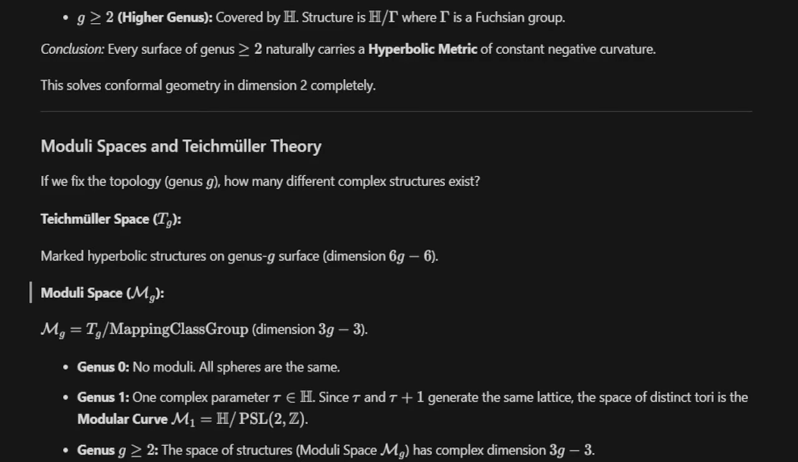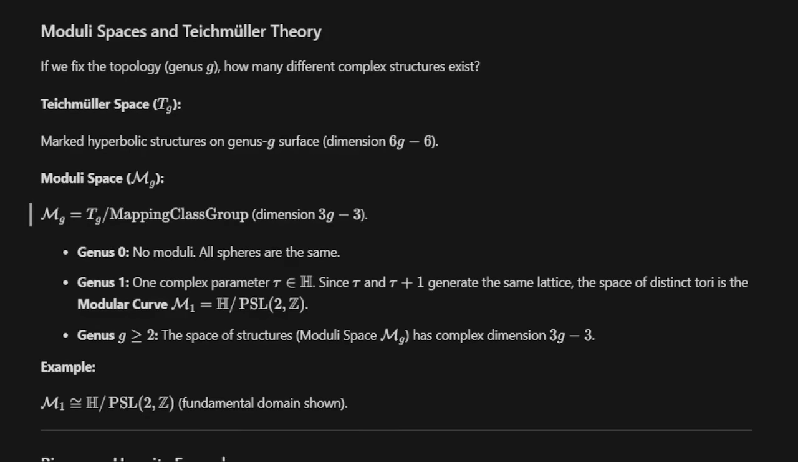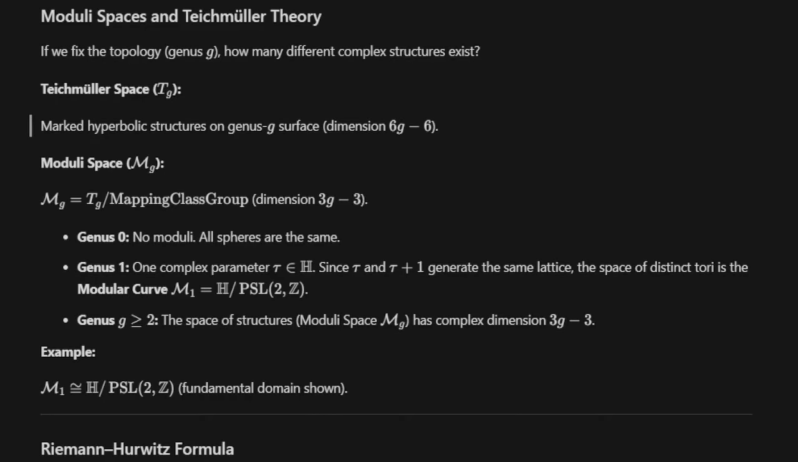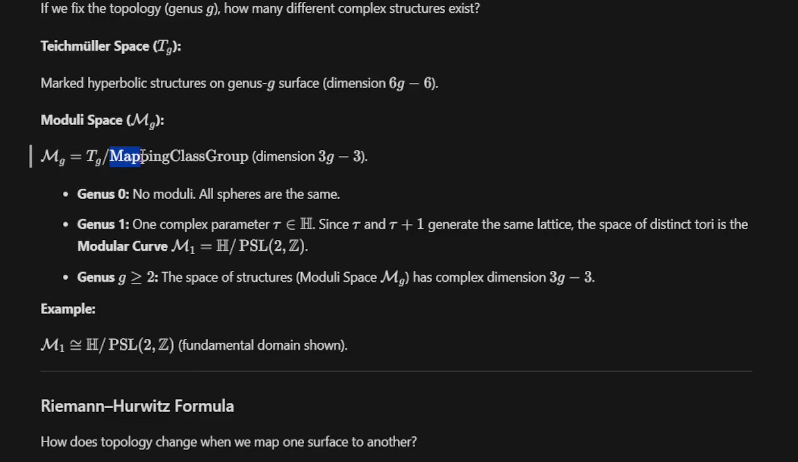Now let's look at moduli spaces and Teichmüller theory. If the topology is fixed, say genus 2, how many different complex structures exist? We can deform the shape, pinch the handles or widen them, and the space of all such possible shapes is called the moduli space. The Teichmüller space, T_g, consists of marked hyperbolic structures on a genus g surface, with dimension 6g minus 6. The moduli space is the quotient of the Teichmüller space by the mapping class group.